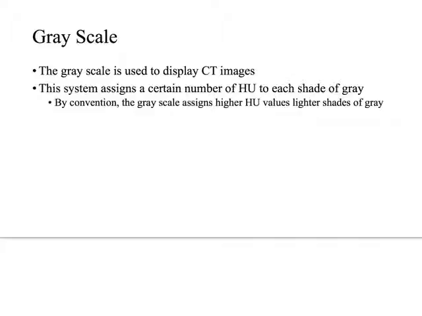So in this system, it assigns a certain number of Hounsfield units to each shade of gray. And in general, the higher the HU value is, the lighter the shade of gray. Right? So like 1,000 Hounsfield units is going to be white. Right? A negative 1,000 is going to be black.